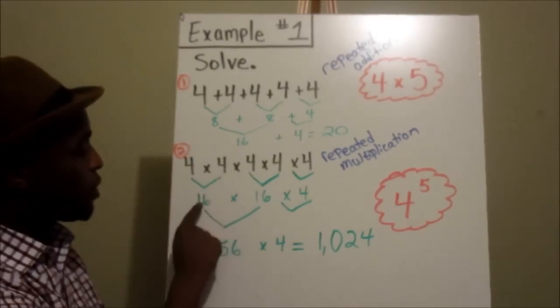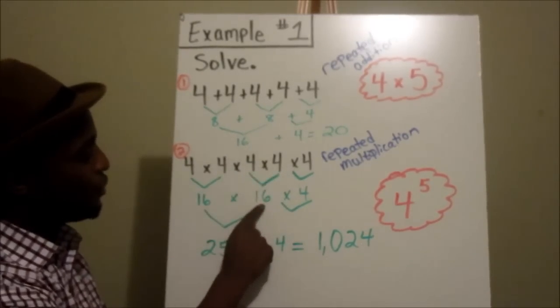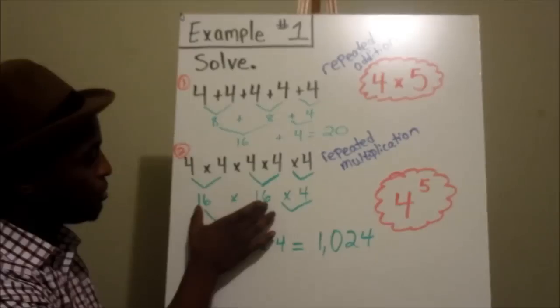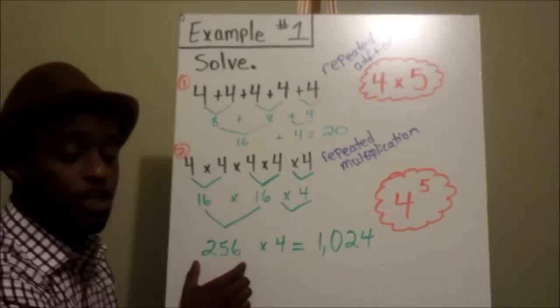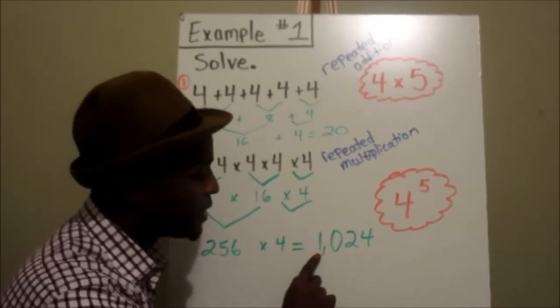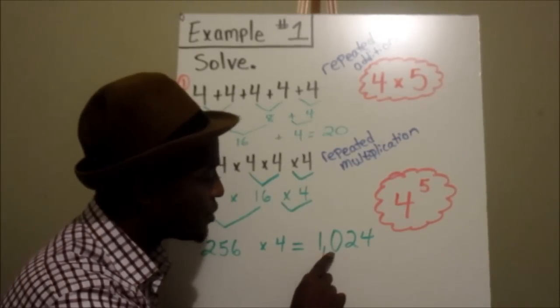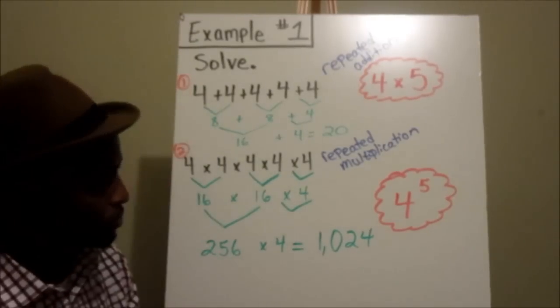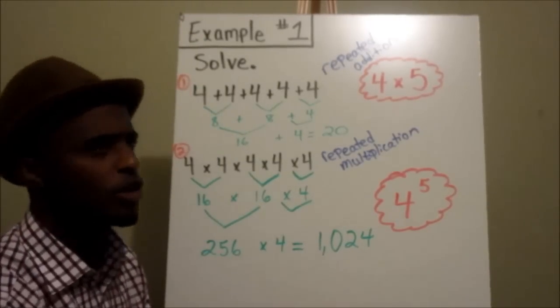So 4 times 4, we get 16. This is another 4 times 4, we'll get 16. We have to multiply those two together. We'll get 256 times another 4. That gives me a final answer of 1,024. Or 1,024, sorry about that.